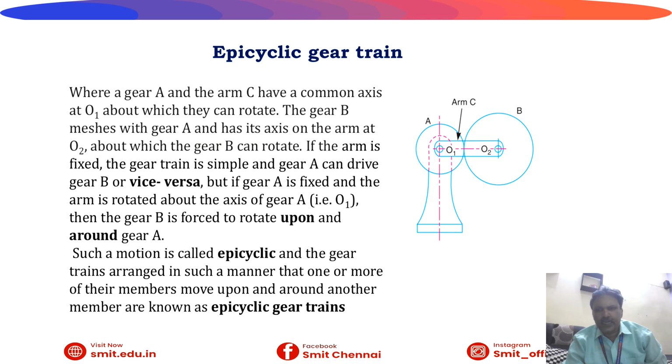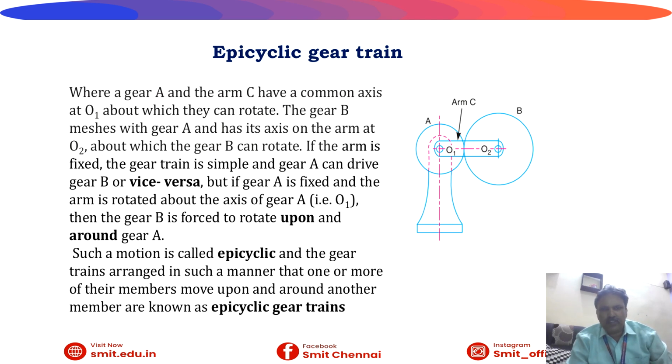So epicyclic gear train. An epicyclic gear train is nothing but gear B that revolves around gear A with the arm, such as O1 and O2. The arm C is connected with A and B. Here we can see gear A and arm C have a common axis at O1 about which they can rotate.